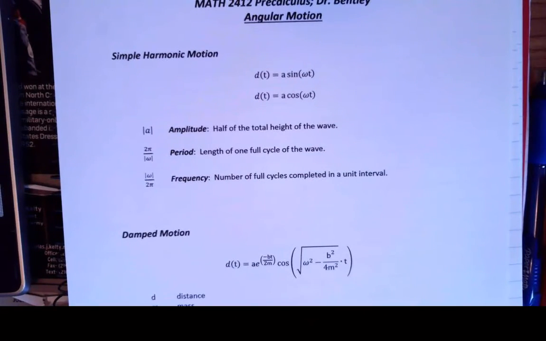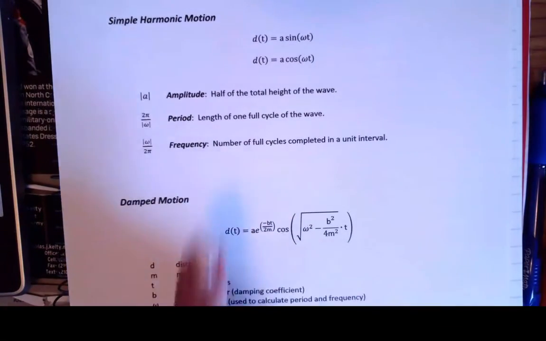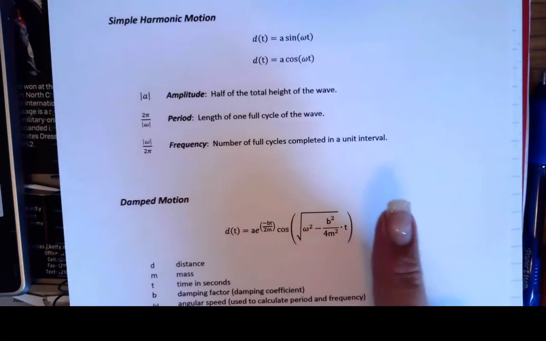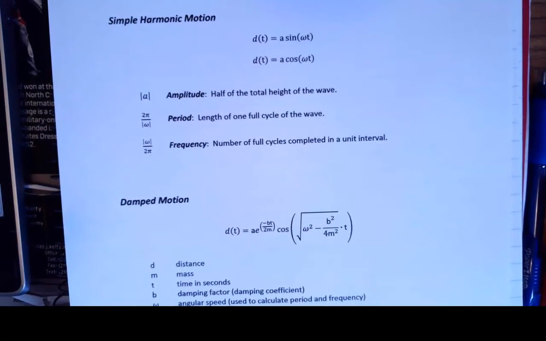And so on the first few problems that we do, we're going to assume that there's no friction. We're going to assume that things will go on forever and ever and ever. Damped motion is what's going to occur when I take that spring and go up, down, up, down, and then pretty soon it's just going to settle back into its resting position. But again, simple harmonic motion is what does this stuff look like to start with.